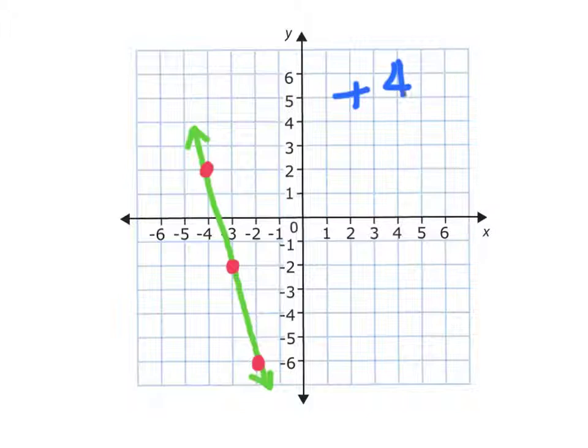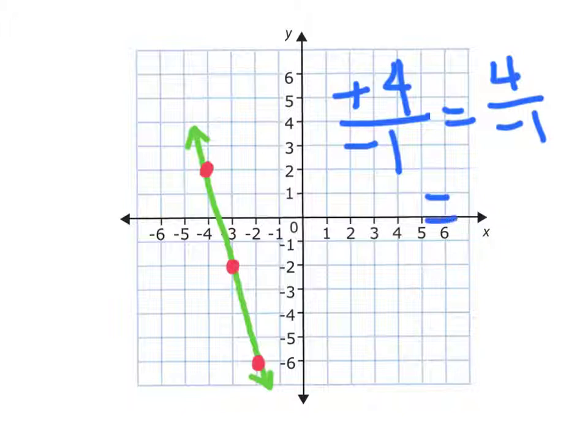So it was a positive 4 because I went up 4. It's a negative 1 because I went to the left. So that equals 4 over negative 1, or we can also write it as negative 4 over 1, or simply negative 4.